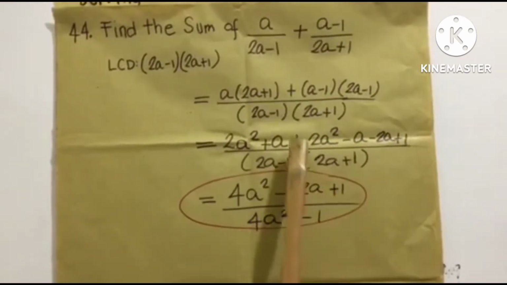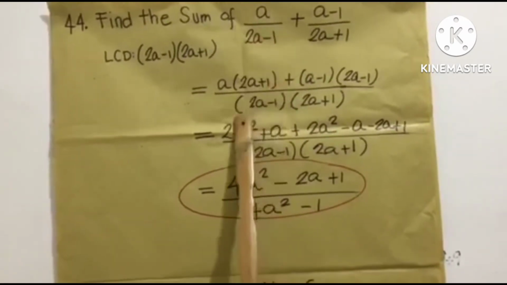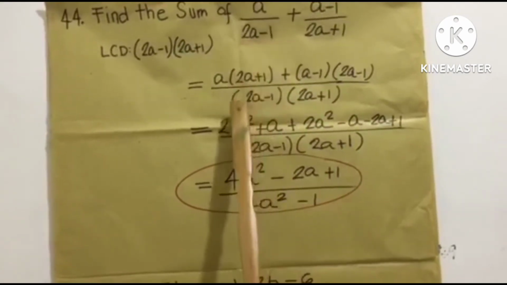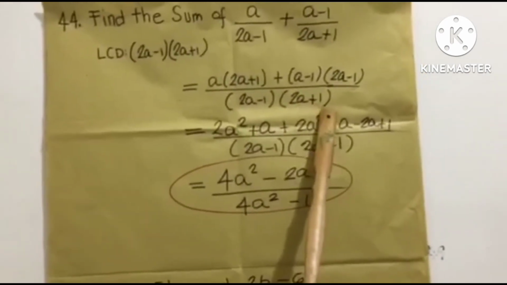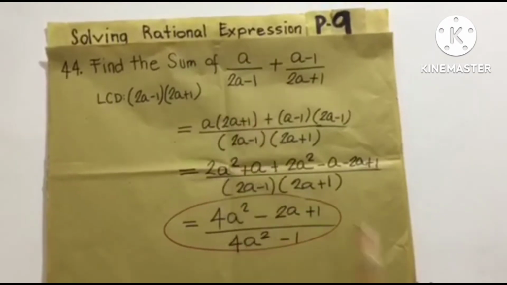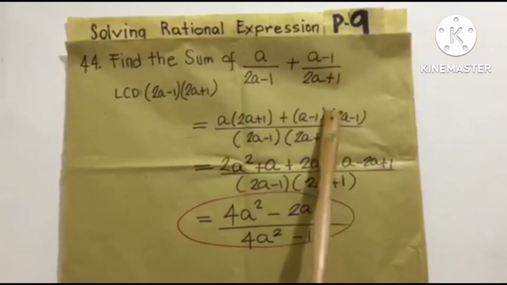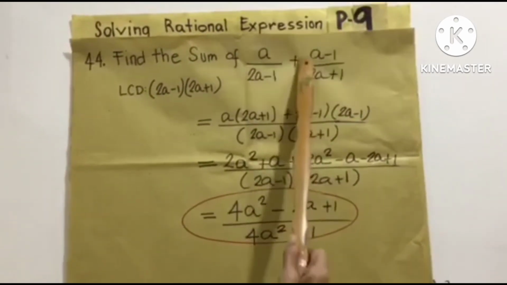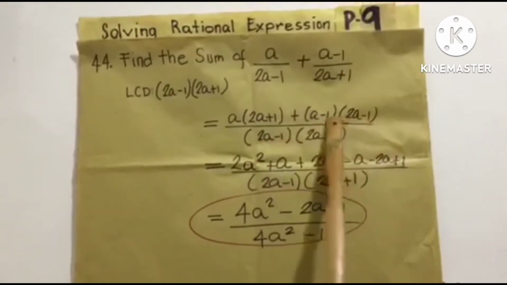Then after writing the denominator, we're going to divide: 2a minus 1 times 2a plus 1 divided by 2a minus 1. Since they're the same, we're going to cancel, and the remaining is 2a plus 1, then multiply by a. So the result is a times 2a plus 1. Then plus, 2a plus 1 divided here cancels, we have 2a remaining, so a minus 1 multiplies to 2a minus 1.